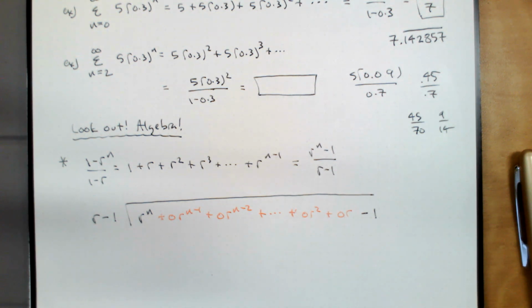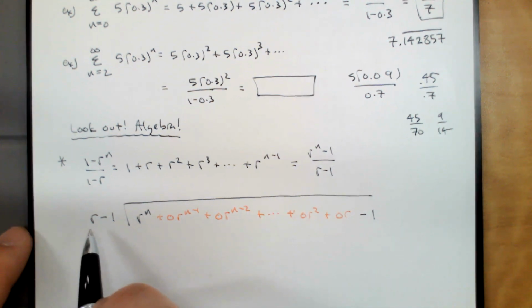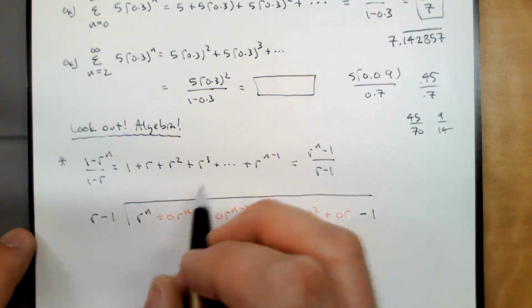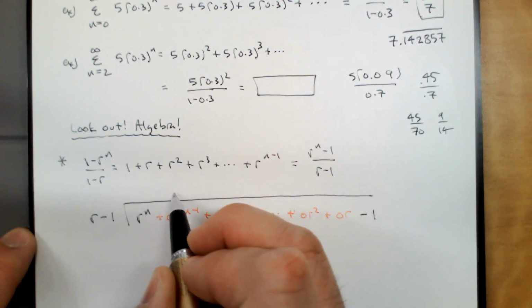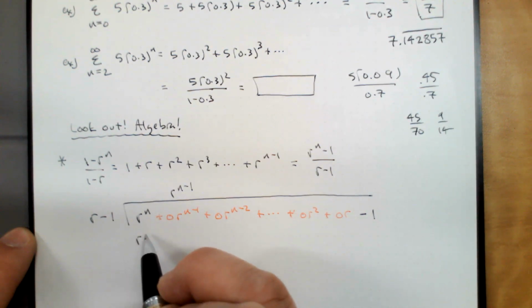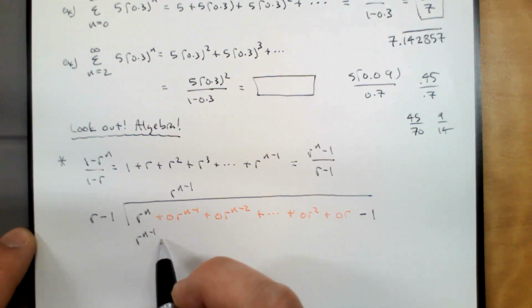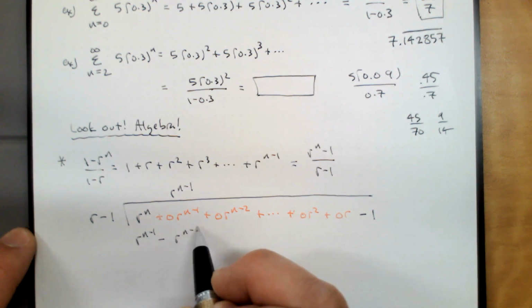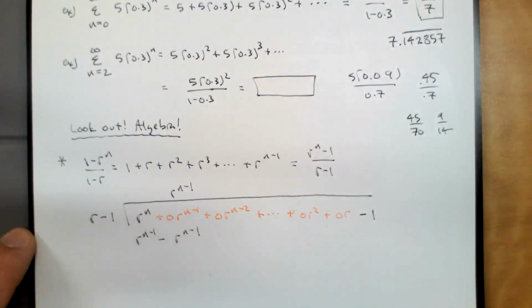So if we start dividing, I think how many times can I subtract r from r to the n? I can do that r to the n minus 1 times. And so when I multiply, I get r to the n minus r to the n minus 1.